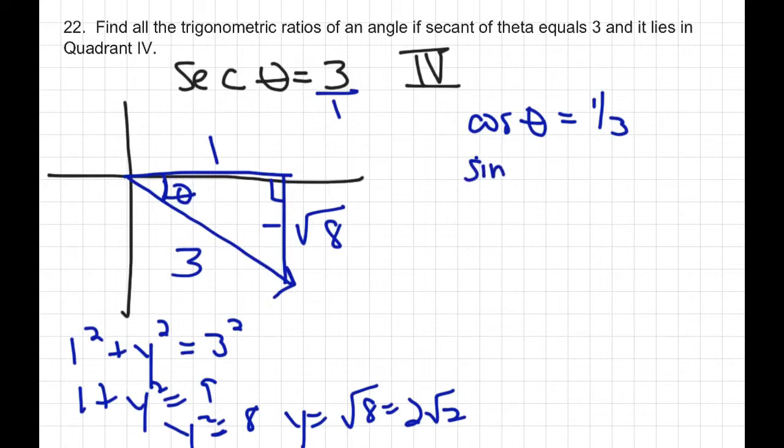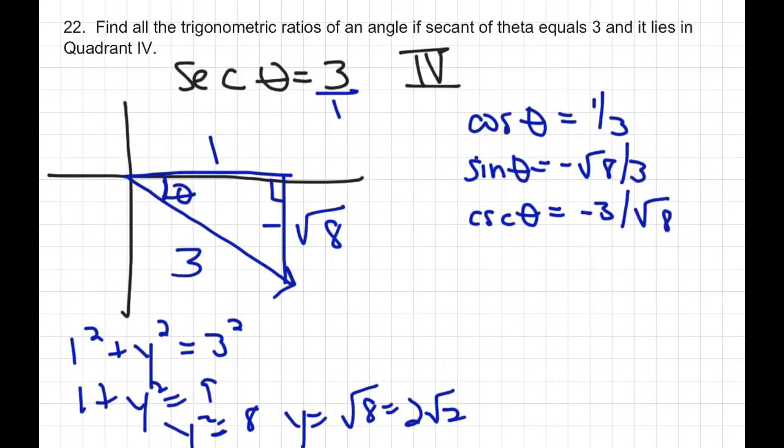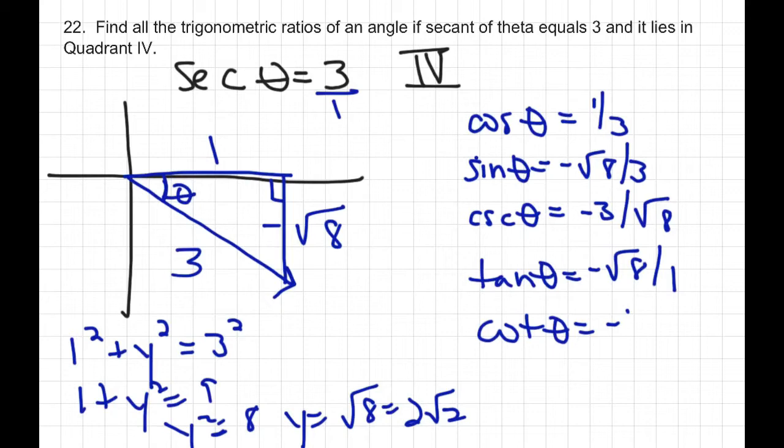So now the sine of theta is negative square root of 8 over 3. Its reciprocal, cosecant, must be negative 3 over the square root of 8. And the tangent of theta must be negative square root of 8 over 1. So the cotangent must be negative 1 over the square root of 8. And again, I don't care if you simplify the radicals, and I don't care if you rationalize the denominators. You can leave the answers just like this.